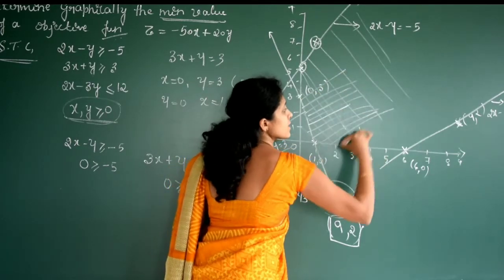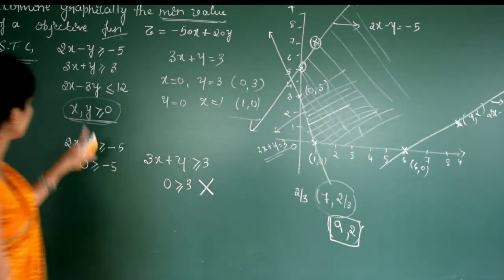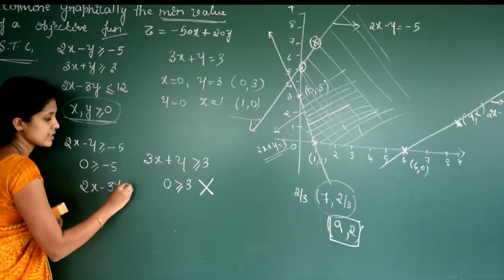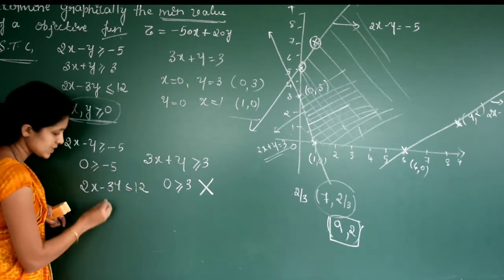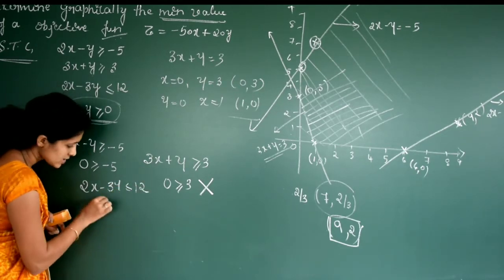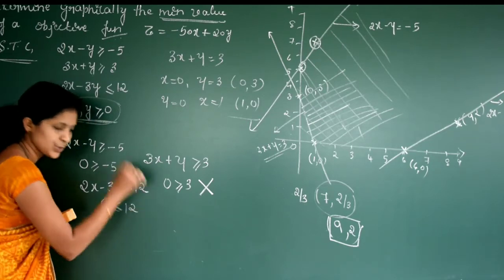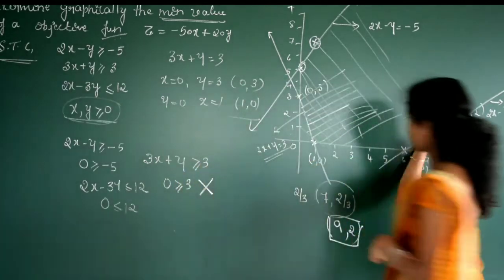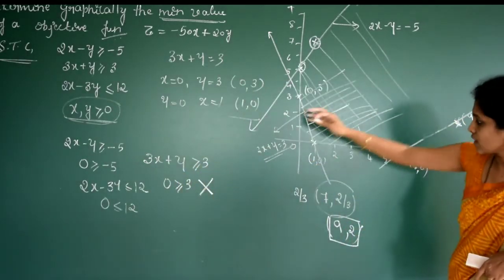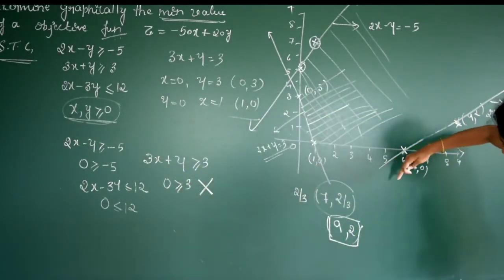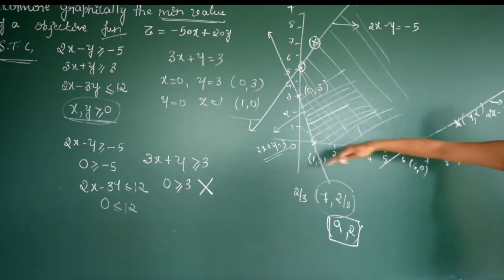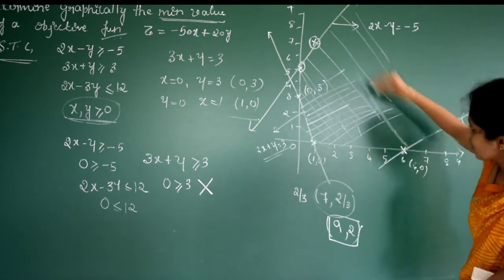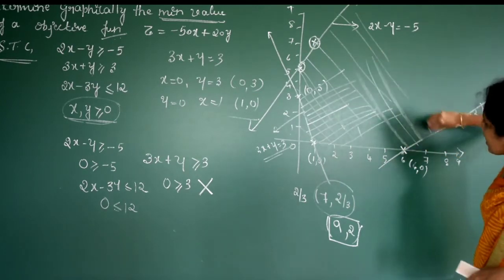Is it clear? Now, the next and last line is 2x minus 3y less than or equal to 12. If we substitute x and y as 0, we get 0 less than or equal to 12. Is it true? Yes, 0 is less than or equal to 12. So the solution region of this one includes the origin. If I take downwards, it does not include the origin, right? To include the origin, we have to take the upwards. Is it clear? So these are the solutions.